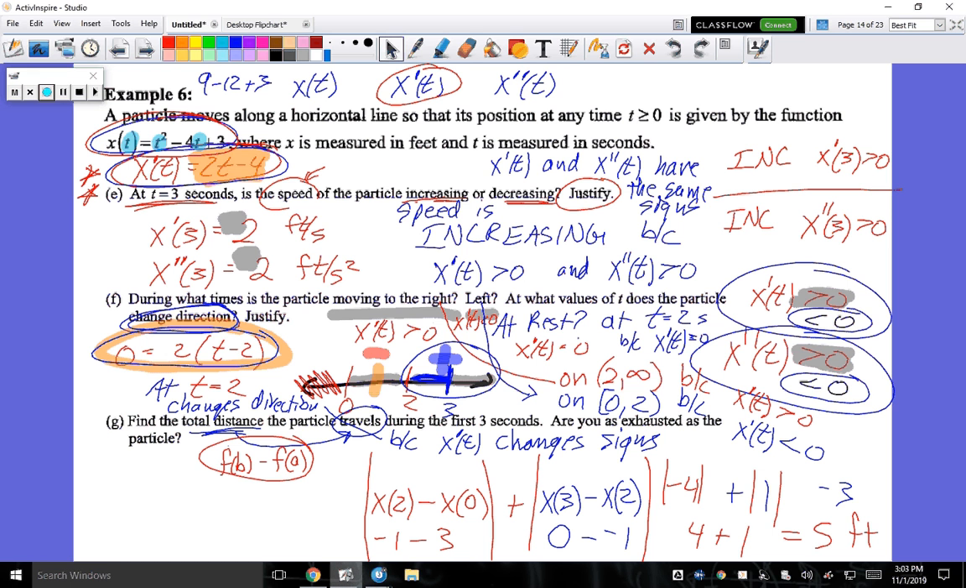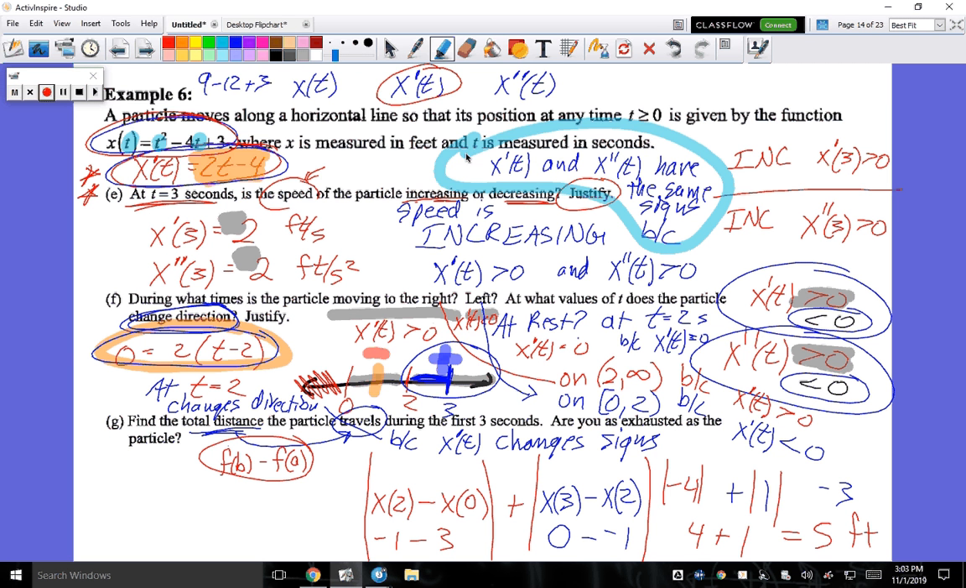So the fact that they're both positive, remember that justification, don't use the physics justification. It's going to be written as because x prime of t and x double prime of t both have the same signs. Okay, and we wrote that right here. And they can both be negative, they can both be positive.